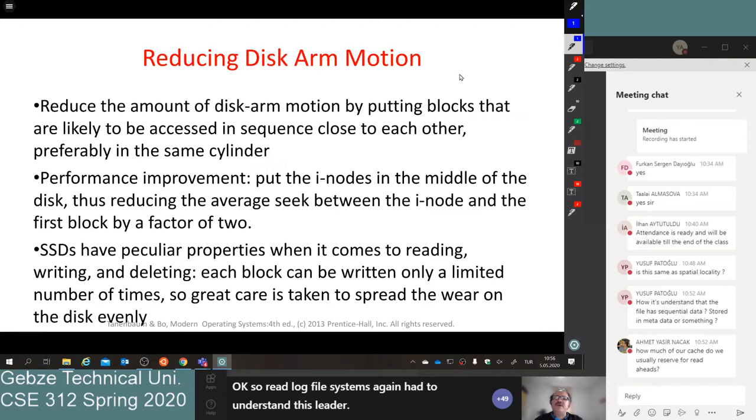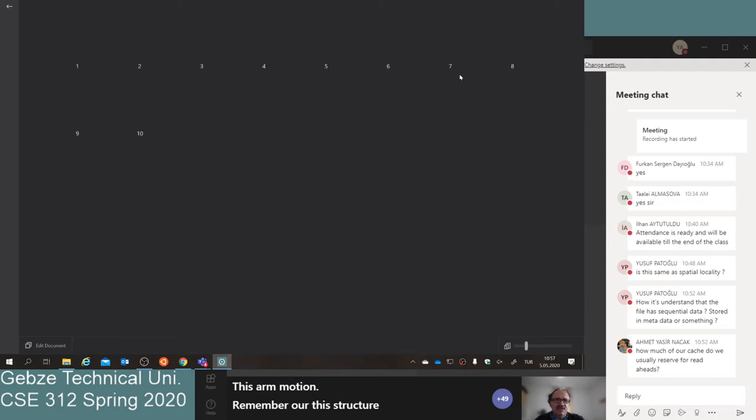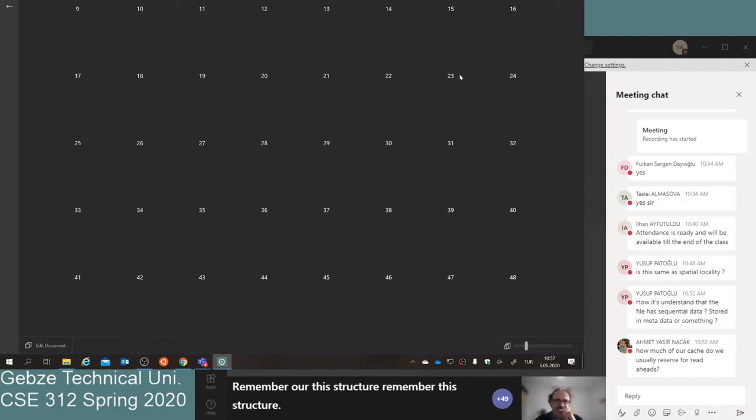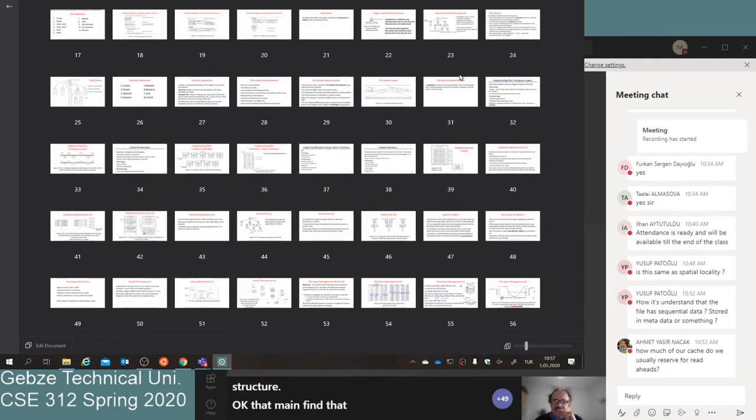Okay, another performance improvement might come from the disk arm motion. Remember our disk structure. Let me find that picture that I showed you earlier. Okay, it is here.